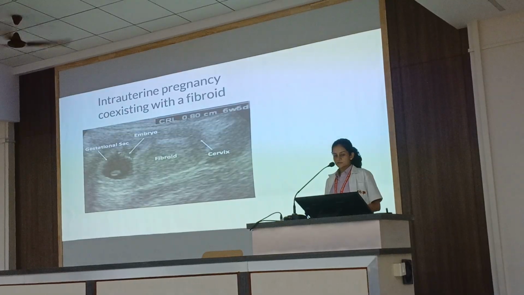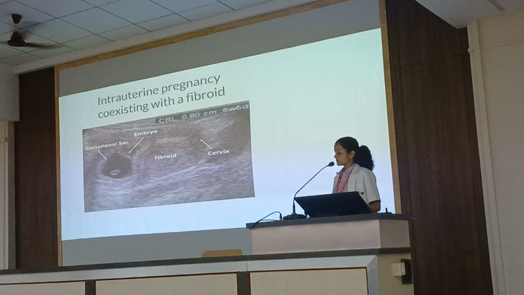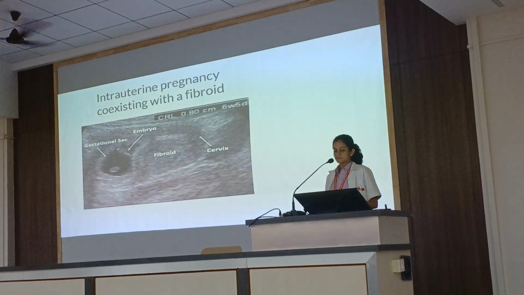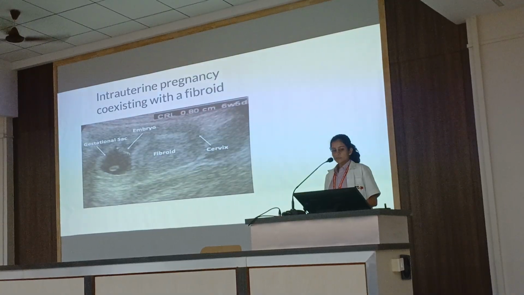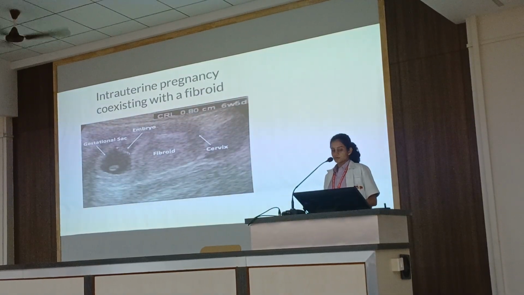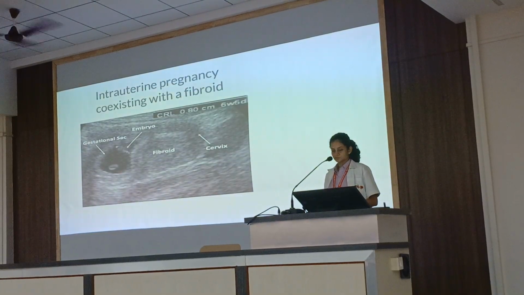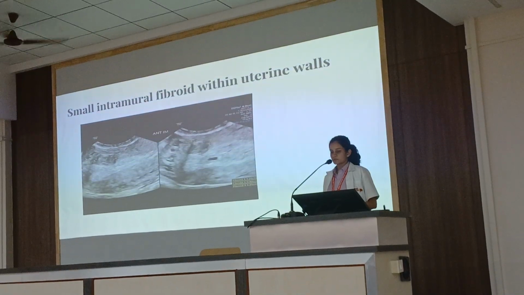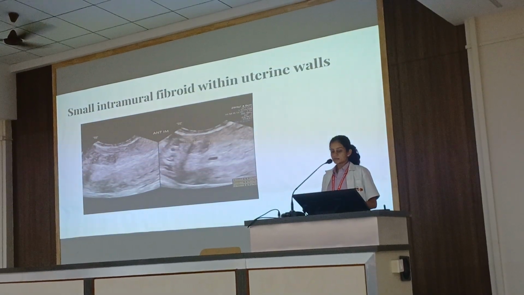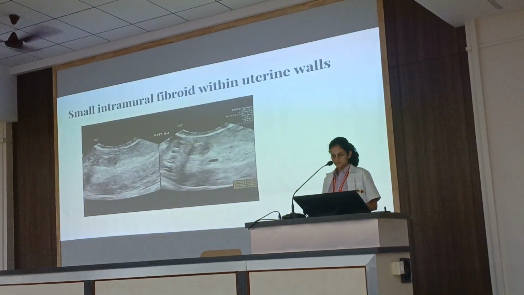In this ultrasound, you can see that there is a gestational sac and embryo within that, and then there is a fibroid in the uterine cavity which is nearby. And important point to note here that the gestational sac is separate from the fibroid. In this ultrasound, you can see the intramural fibroid within the uterine cavity. In this, you can appreciate that there are multiple fibroids present.